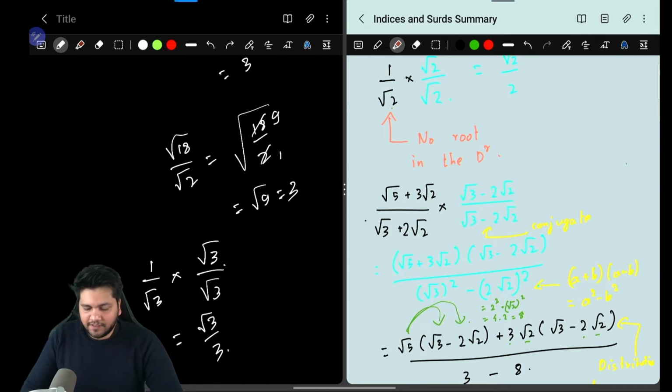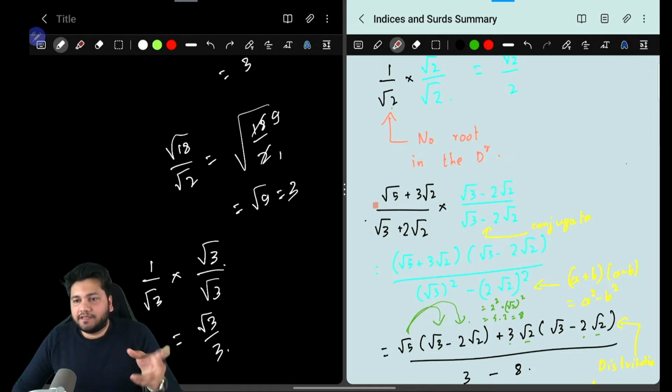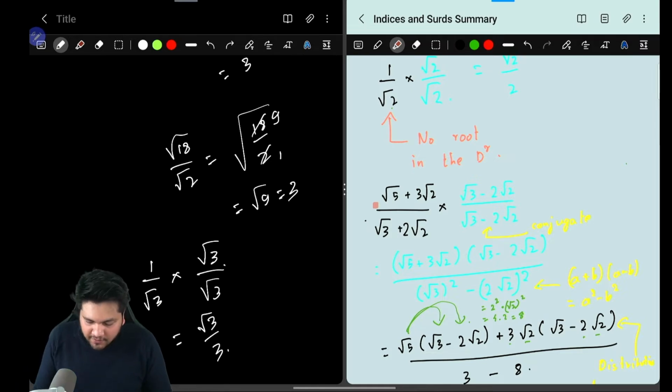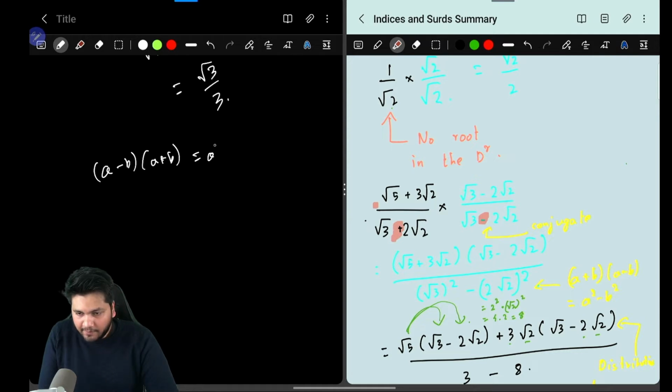When it comes to something like this, root 5 plus 3 root 2 upon root 3 plus 2 root 2, as you can see in this question, we cannot multiply by root 3 plus 2 root 2. But we will multiply by the conjugate of the denominator. That means if it is root 3 plus 2 root 2 here, I'll multiply by root 3 minus 2 root 2. The reason being that we know a minus b into a plus b is nothing but a square minus b square.